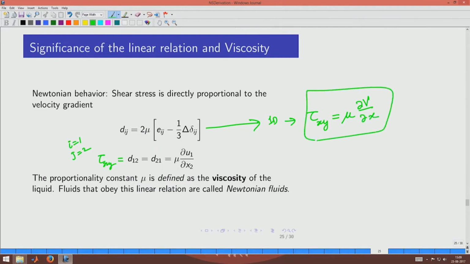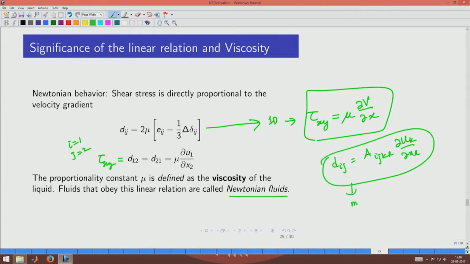Now, this is nothing but the statement of Newton's law for fluids, which is basically saying that the fluid we are talking about is a Newtonian fluid. So, in other words, when we started off saying that Dij is equal to Aijkl dou uk by dou xl, this is actually the most general form of Newton's law of viscosity, and when we apply it for 1D, we see the expression which is very popular in the textbooks, and this is what we normally use.